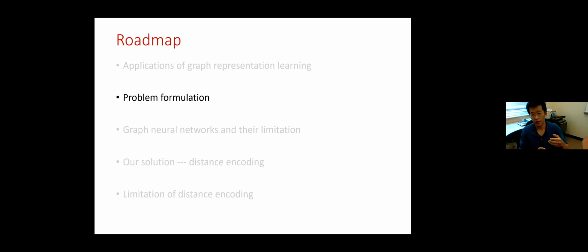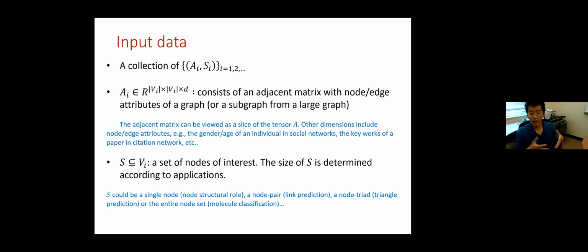Now, next, let me give a formal definition of the problem. It's actually a mathematical description that is extracted from the previous applications. So basically, we will have this format of input data: a collection of two-tuples. Okay, and in each tuple, the first component corresponds to graph structural data.